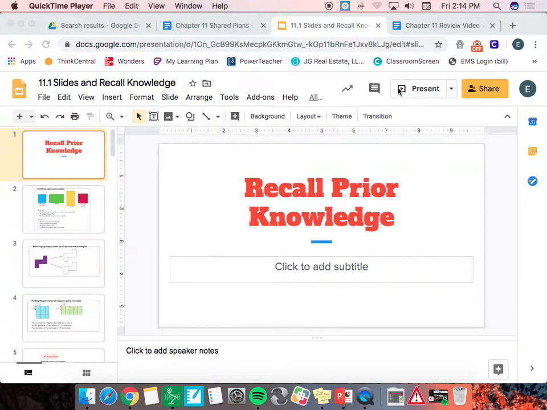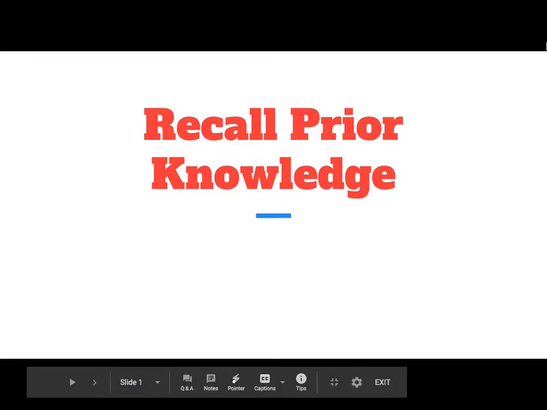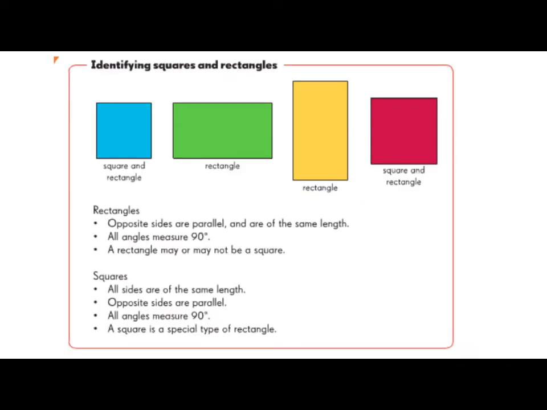All right, hey guys, we are going to start chapter 11. It is called Squares and Rectangles, but it gets a lot more in depth than just knowing what a square is or knowing what a rectangle is. But in order to understand this chapter, we need to recall some prior knowledge from third grade and think about what we already know and what we need to learn involving geometry.